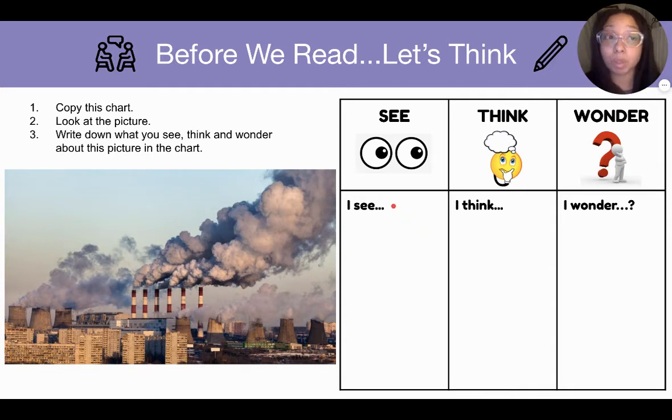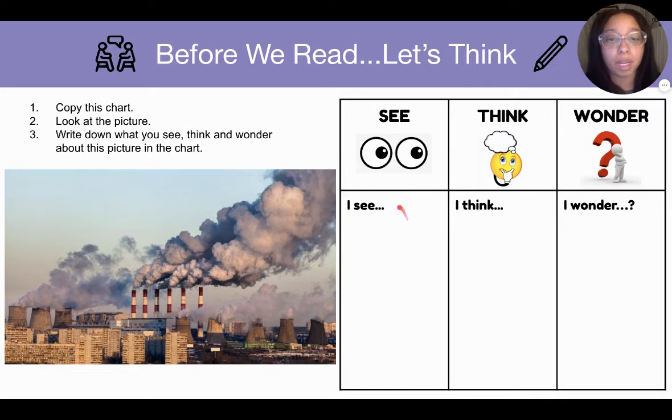So let's think before we read. You will copy down this chart in your notebook. That's step number 1. Then you will look at the picture. Step number 3, you will write down what you see, what you think, and what you wonder about this picture in this chart.